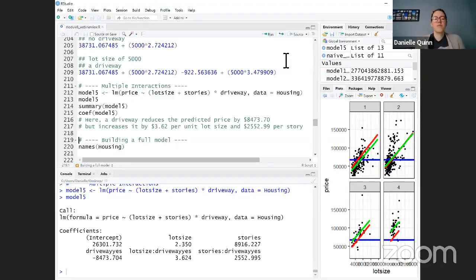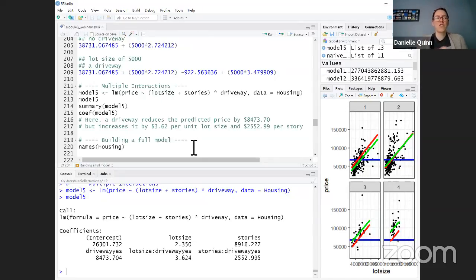So at this point, what we've done is we've kind of moved up. We've gone from a naive model with no predictors to univariate with a single predictor, to multivariate with 2 predictors, to multivariate with 2 predictors and an interaction, and now multivariate with 3 predictors with interactions between 2 of them.